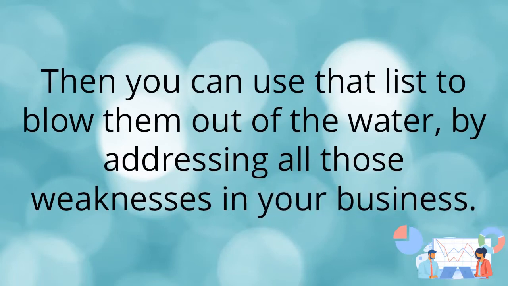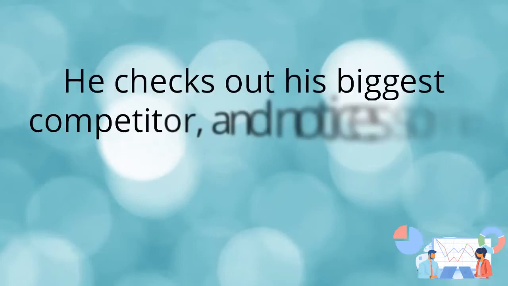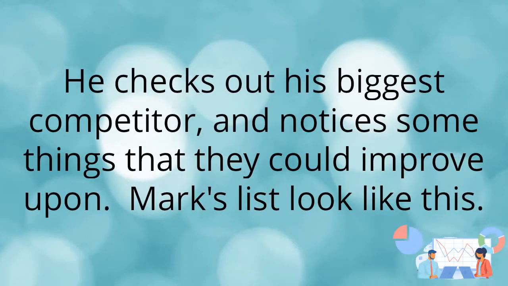Then you can use that list to blow them out of the water by addressing all those weaknesses in your business. Here is an example. Mark is writing a blog about making your own beer. He checks out his biggest competitor and notices some things that they could improve upon. Mark's list looked like this.